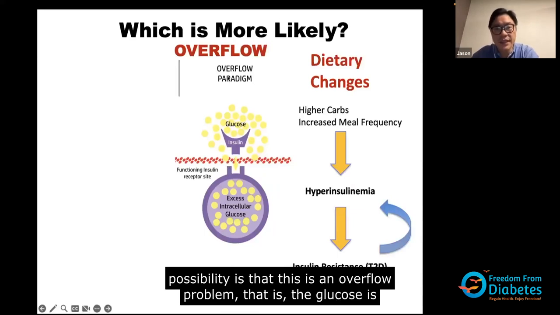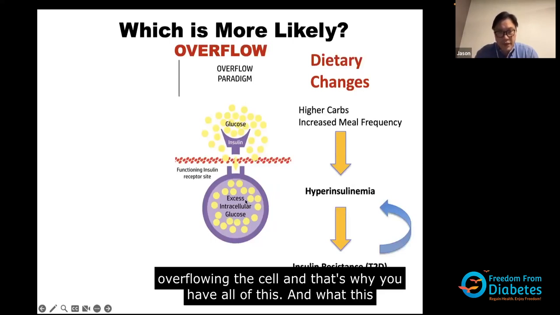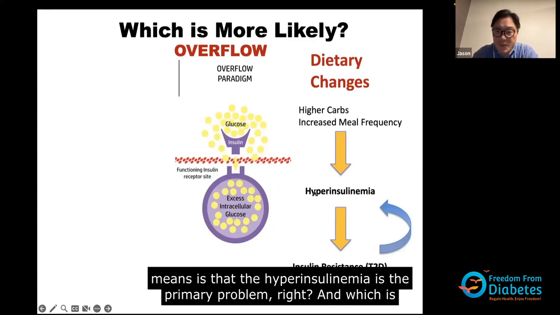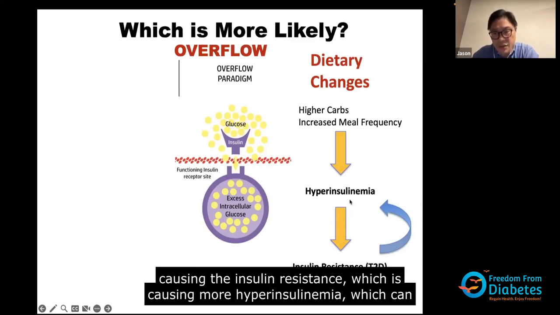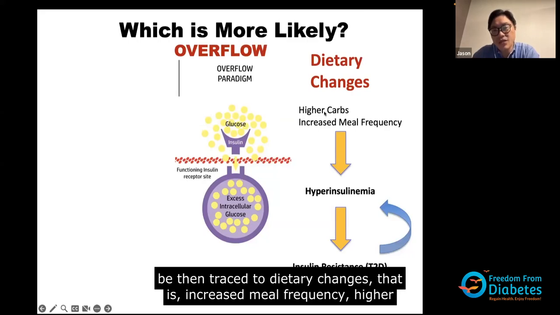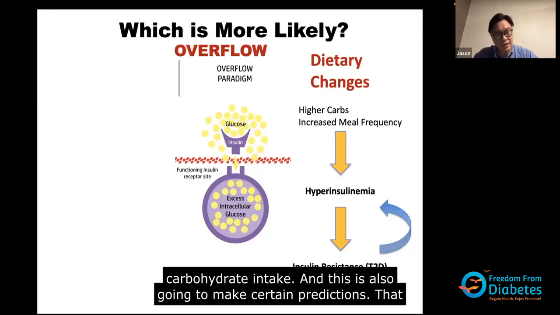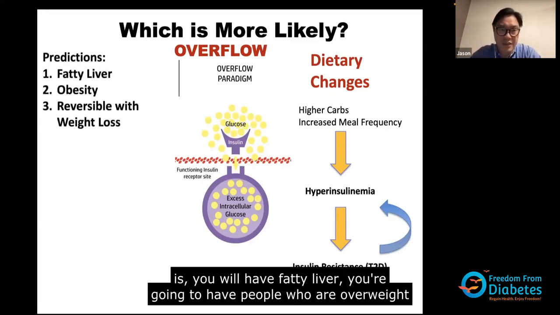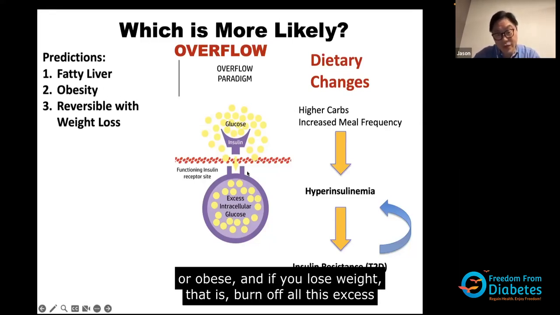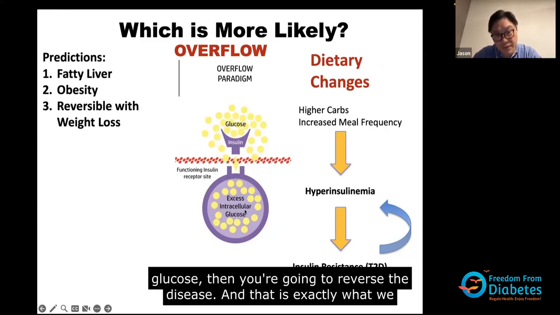The other possibility is that this is an overflow problem. That is, the glucose is overflowing the cell, and that's why you have all of this. And what this means is that the hyperinsulinemia is the primary problem, right? Which is causing the insulin resistance, which is causing more hyperinsulinemia, which can then be traced to dietary changes. That is, increased meal frequency, higher carbohydrate intake. And this is also going to make certain predictions. That is, you will have fatty liver. You're going to have people who are overweight or obese. And if you lose weight, that is, burn off all this excess glucose, then you're going to reverse the disease. And that is exactly what we see.